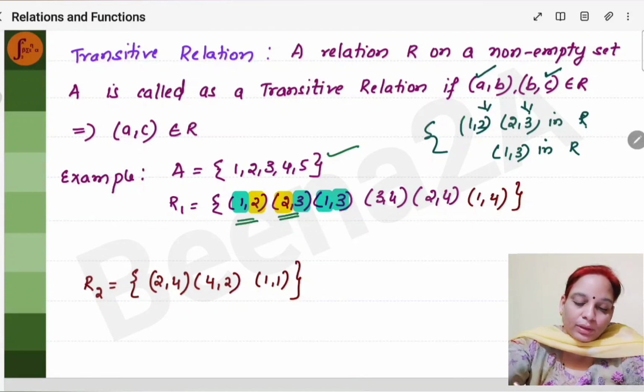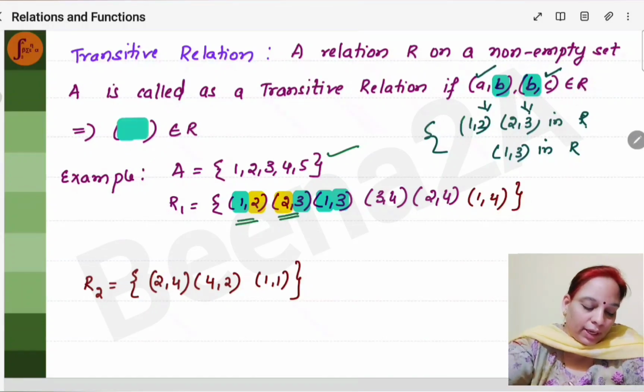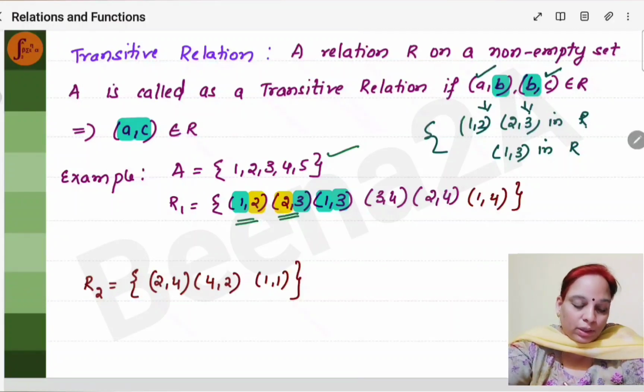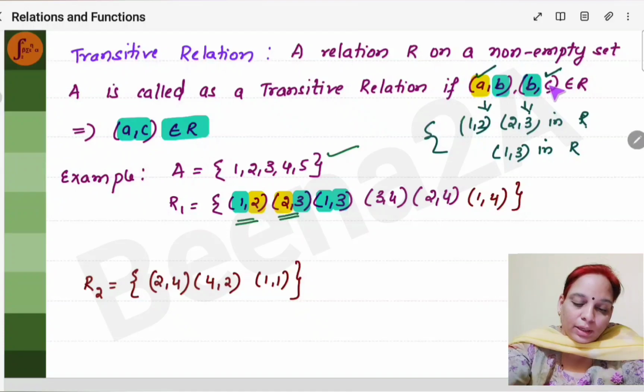That is, if (a, b) and (b, c), notice here b and b are the same, both are present in relation R, then you should have (a, c) also in R. That is, the first and the last element should be present in R. That's when you say it's transitive.